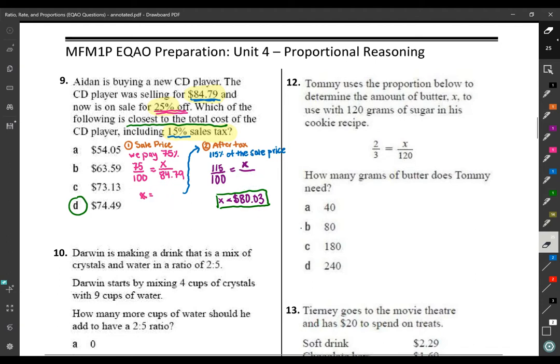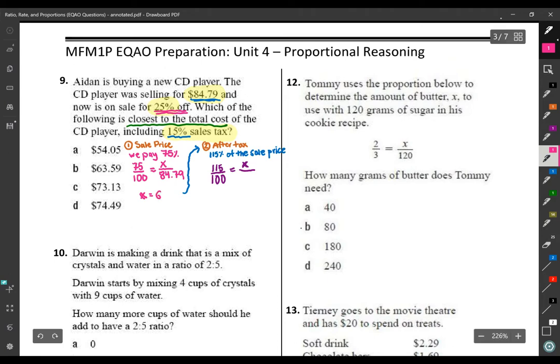Well, mistakes happen, and I wouldn't have realized I made a mistake until looking at all of the options on the multiple choice. So the fact that my answer was so far off kind of gave me a hint that something was wrong. Okay, let's go back. So again, 75% of the original is 63.59.